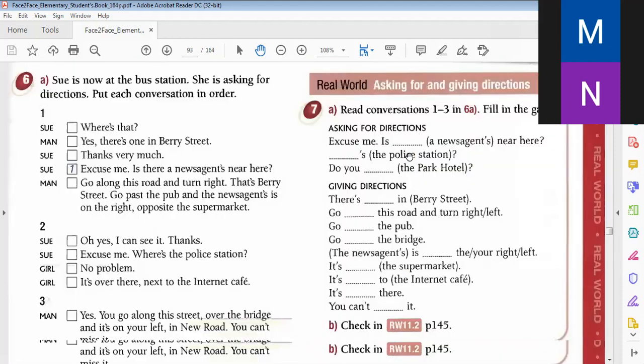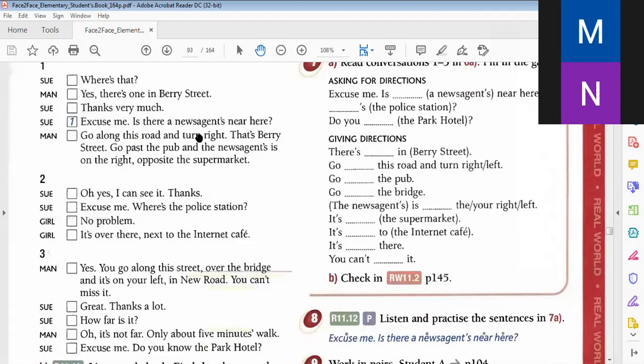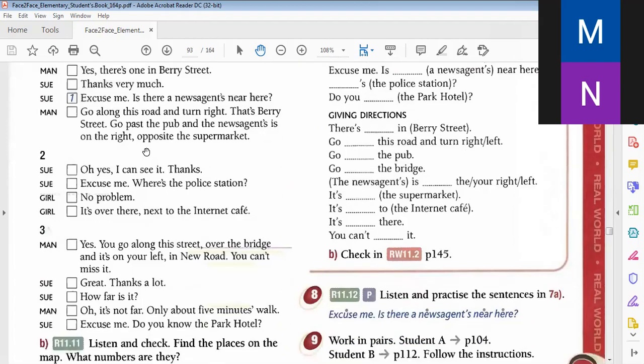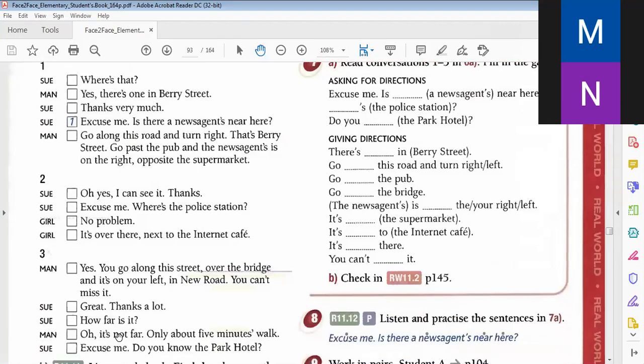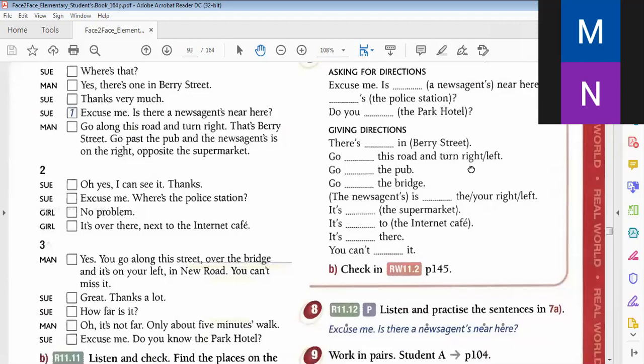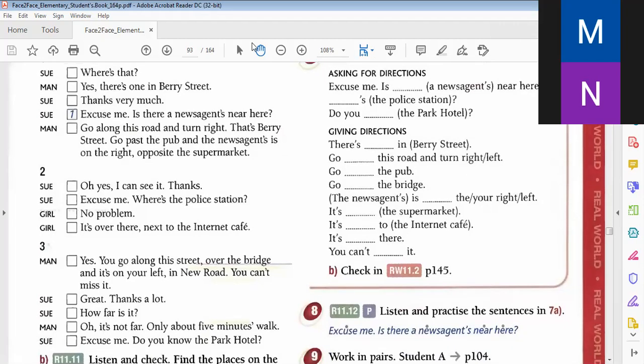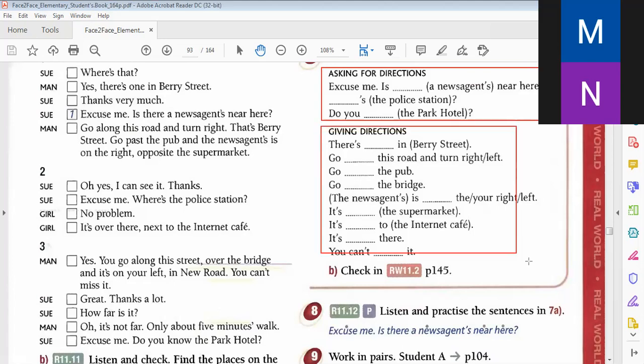So number 9. All right, very good, excellent. So this is how you can give directions and ask for directions. And here in number 7, we want to complete the gaps. It says fill in the gaps, and we can use the conversations here, number 1, 2, 3, to complete the gaps, okay? So here in this exercise, we have 2 groups. The first group of sentences, we have asking for directions, and here we have giving directions.